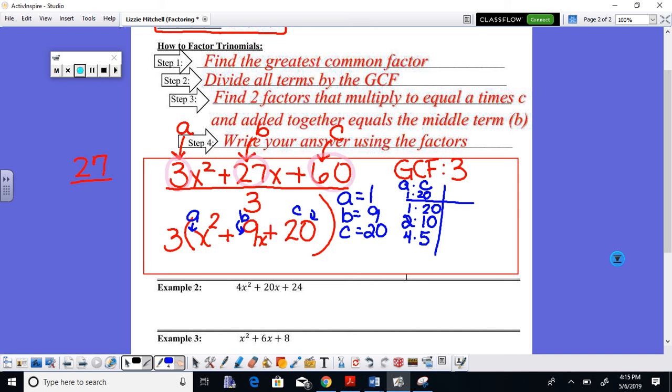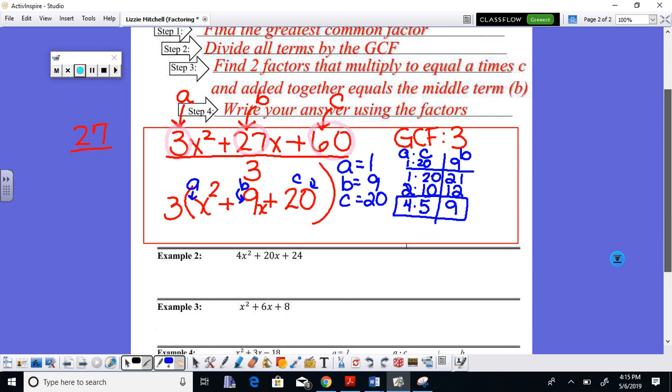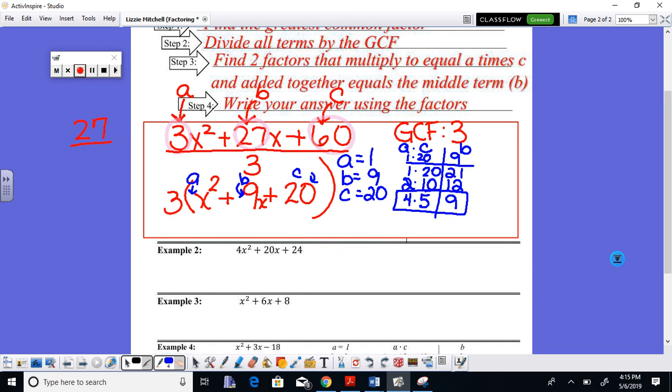What we want is the factors of 20 that add up to be the middle term, 9. Well, 1 plus 20 is 21. 2 plus 10 is 12. 4 plus 5 is 9. There's our magical set. That is our set of factors that satisfy adding up to be 9. So two numbers that multiply to give me 20 but add together to give me 9 are 4 and 5.